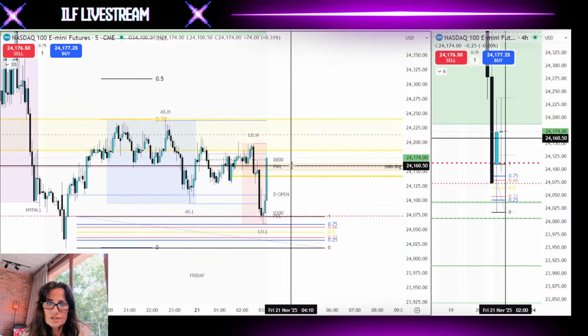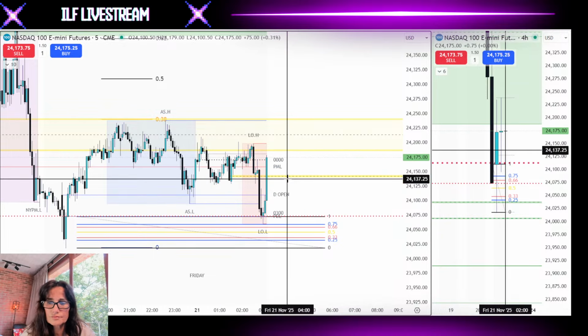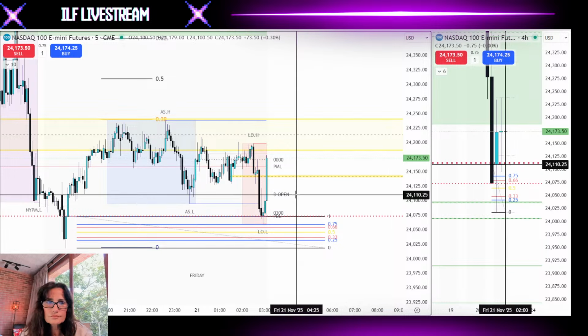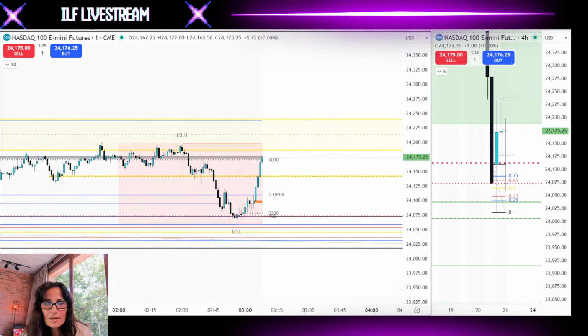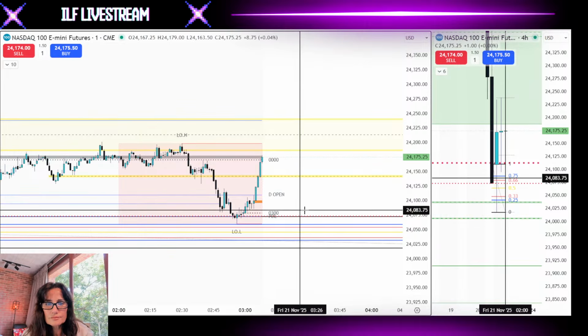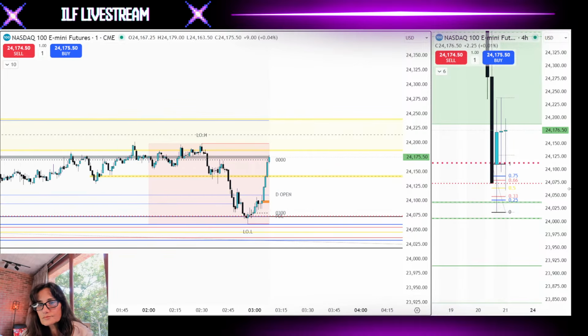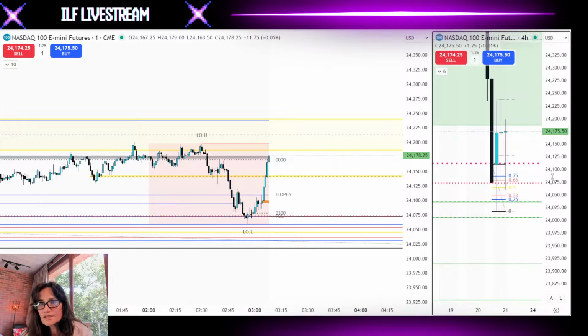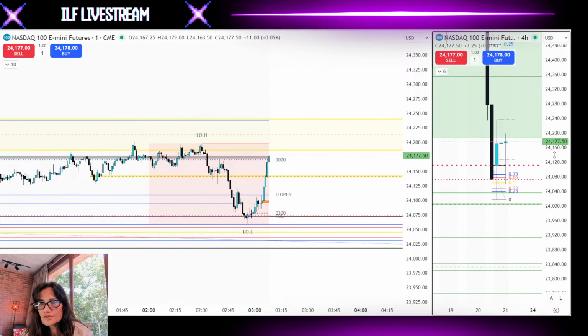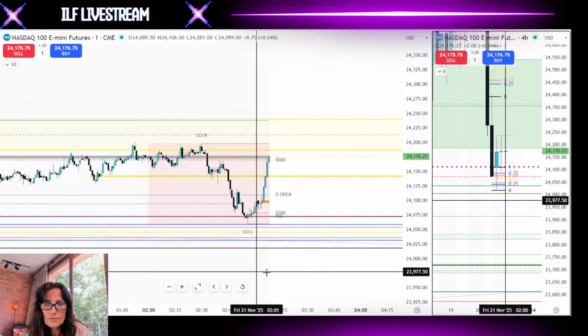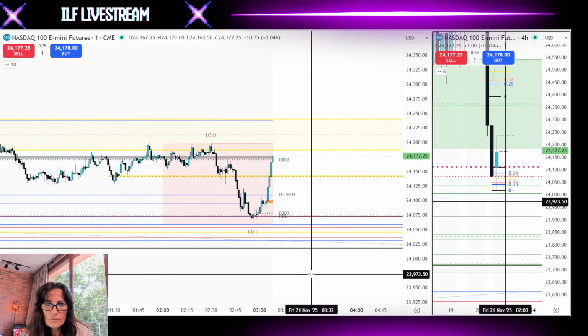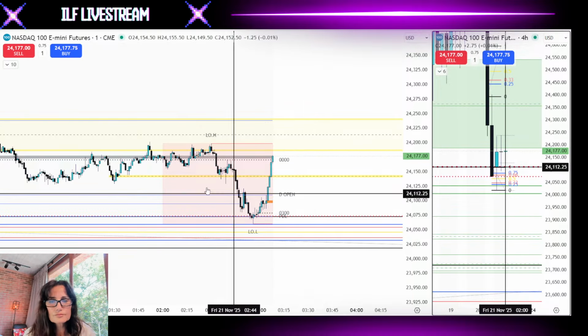Okay, we inverse this one. See, now we're getting the 4-hour candle, and now we're going for these equals here. 308. Okay.